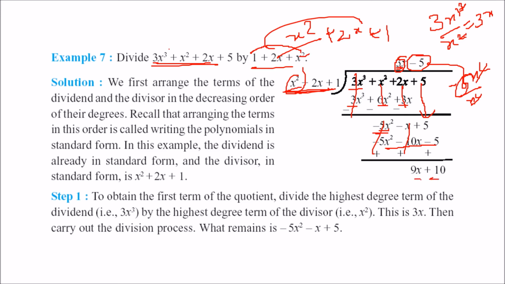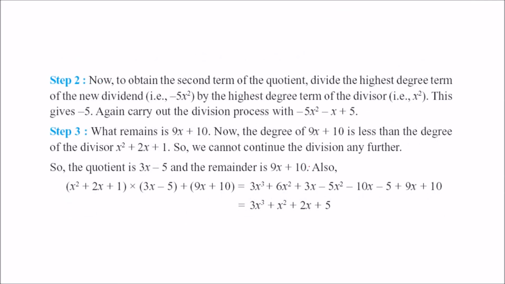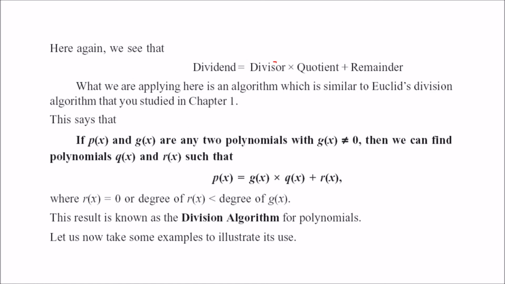Now the power of x is less than x square, so we cannot proceed. This is the solution actually. So this is how you get the divisor, dividend, and the remainder. The dividend will be equal to divisor into quotient plus remainder. So this is Euclid's division algorithm. We are actually applying it.